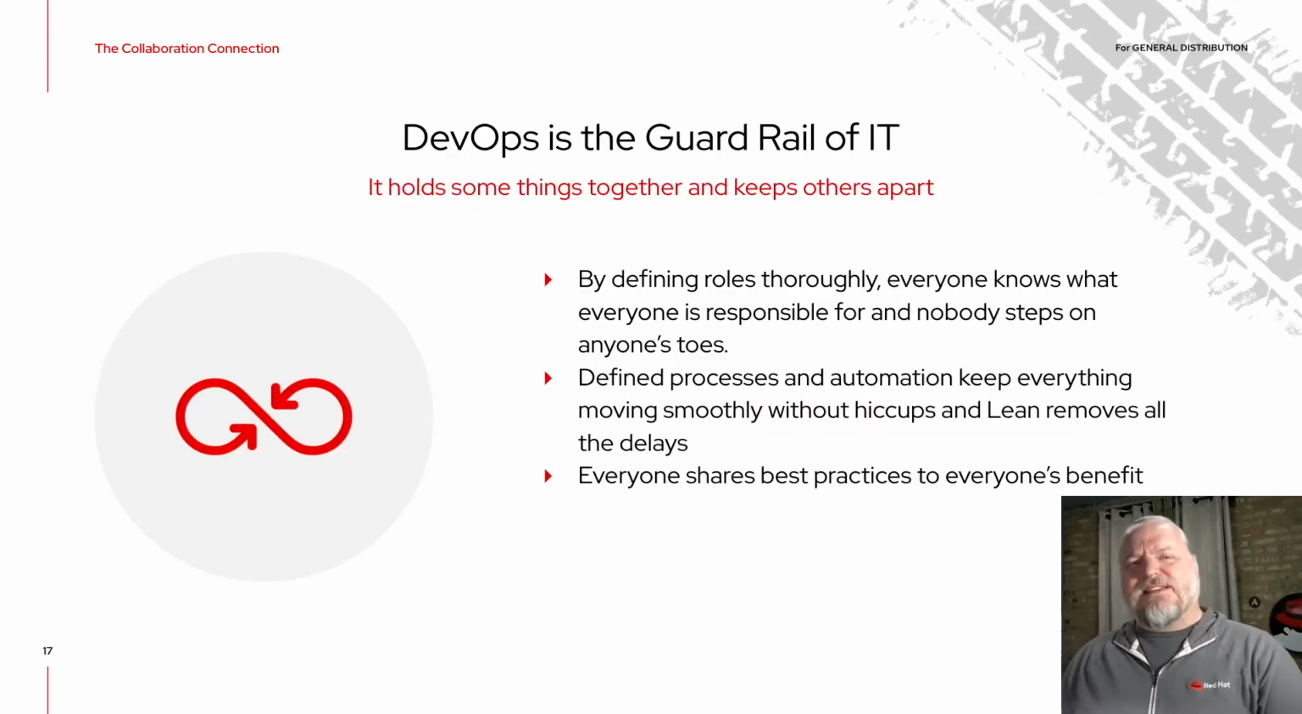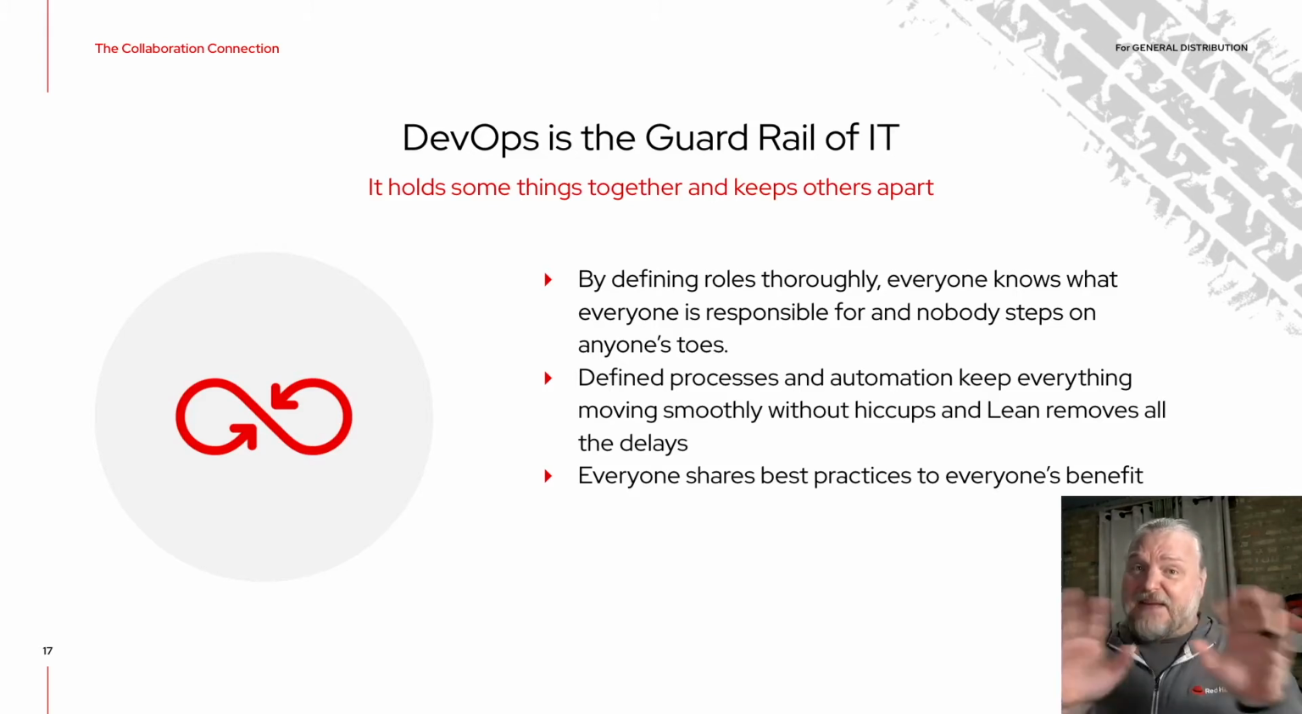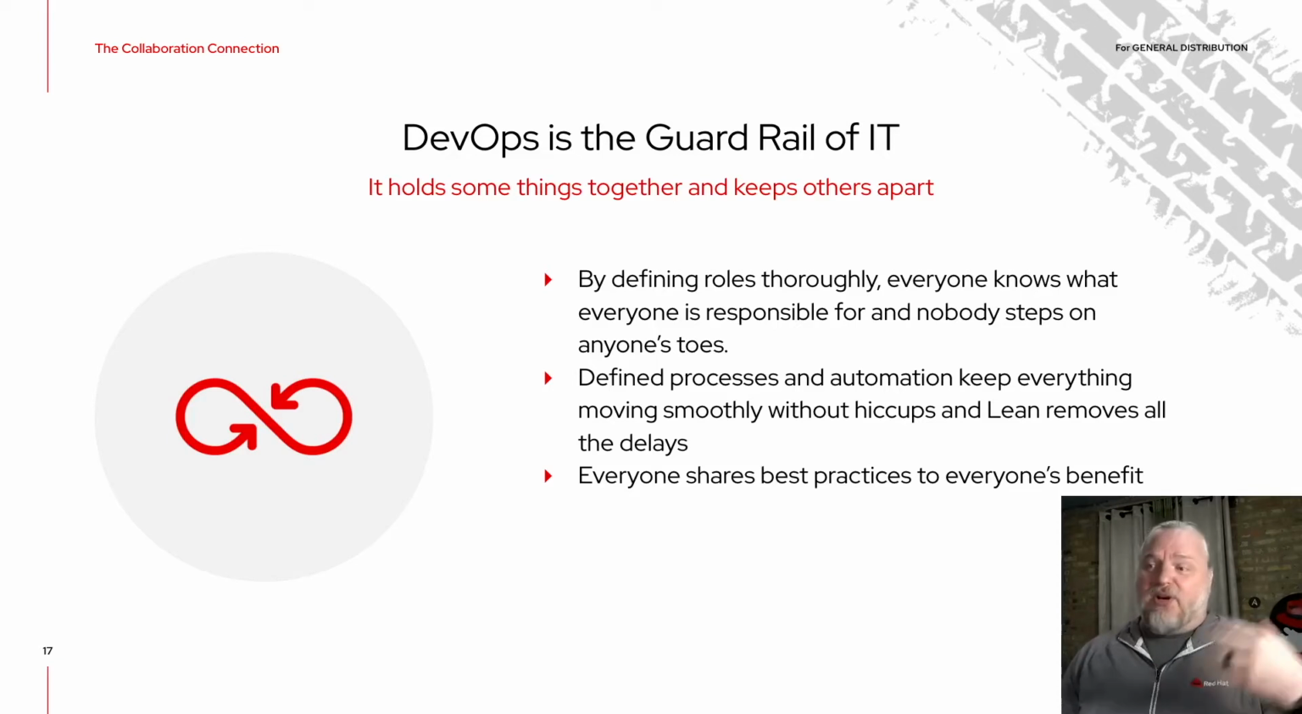So, DevOps is like the guardrails of IT. Holds some things together, keeps other things apart. By defining roles, everyone knows what everyone's supposed to do. Nobody steps on anybody's toes. You define processes and automation and keep everything moving smoothly without hiccups. That's what lean is for, removing all those delays. And then finally, everyone shares best practices to everyone's benefit.